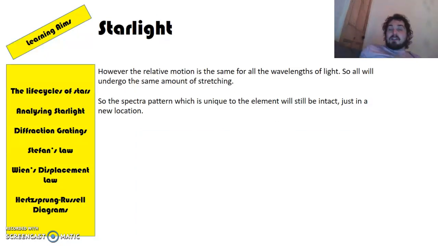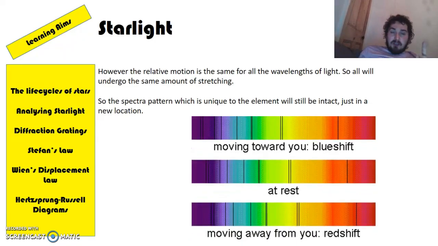However, that relative motion is the same for all the different wavelengths of light. So the Earth and a distant star move relatively the same. It doesn't matter what different light frequency you are, it will be affected the same way. So the unique pattern of different gaps will be preserved. It'll just be in a new location, right? And so this is how the spectra looks. So at rest, this is the normal spectrum of, let's say, hydrogen, which probably not, but there you go.